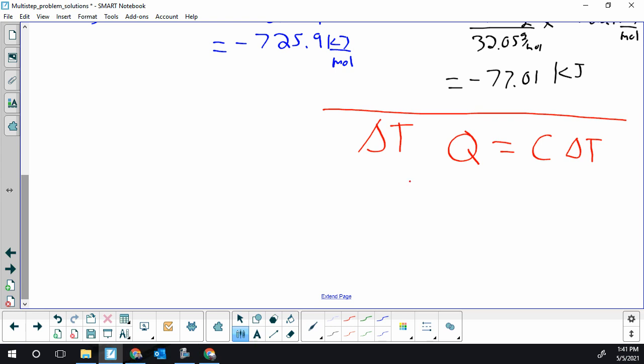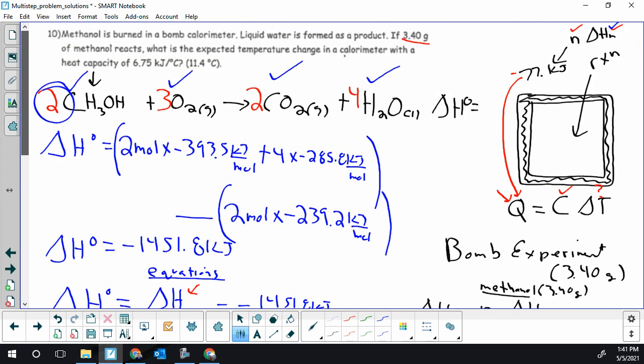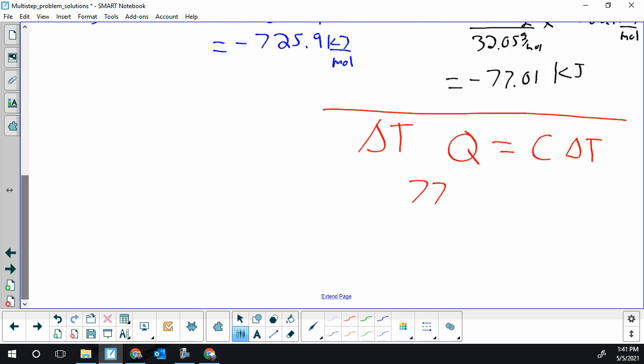Okay, our Q, we normally convert the Q to joules, but in the question, the C value is given in kilojoules. It says kilojoules per degree Celsius. So I don't want to convert to joules for my Q like I normally do. I'm going to leave it. So we have 77.01 kilojoules of heat. Okay.